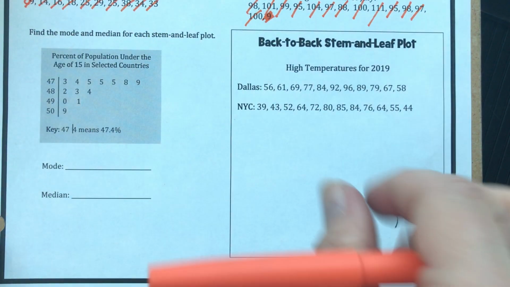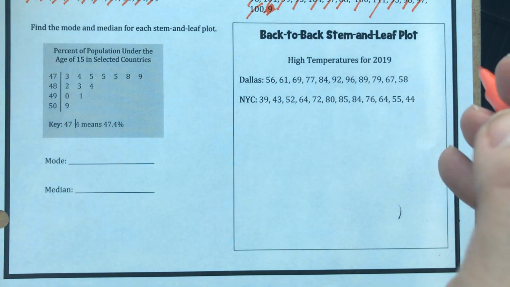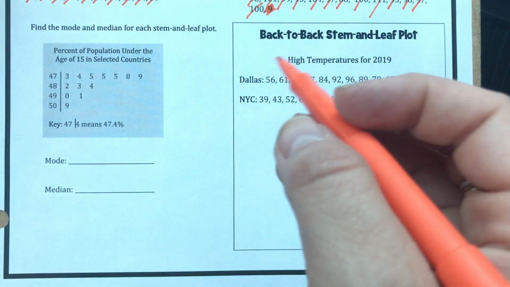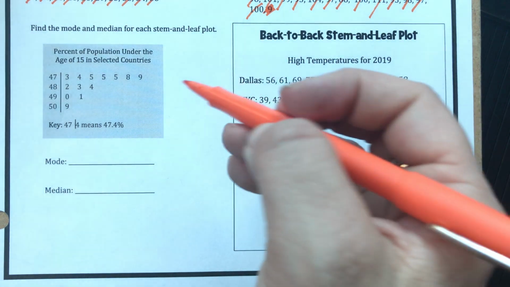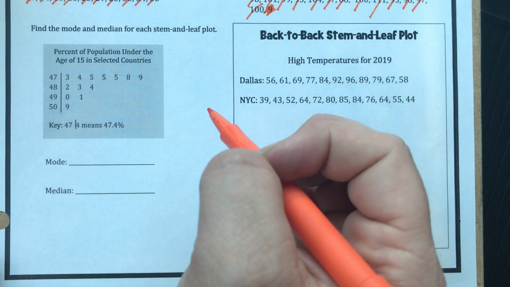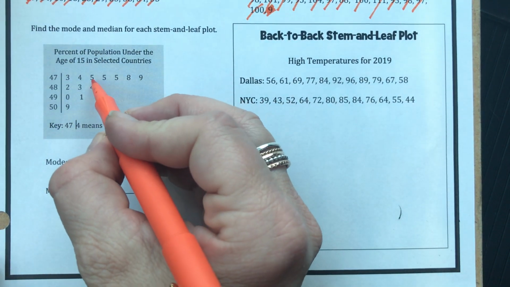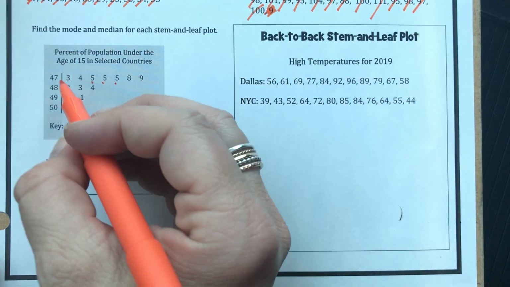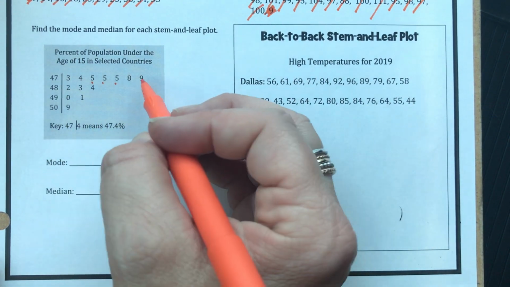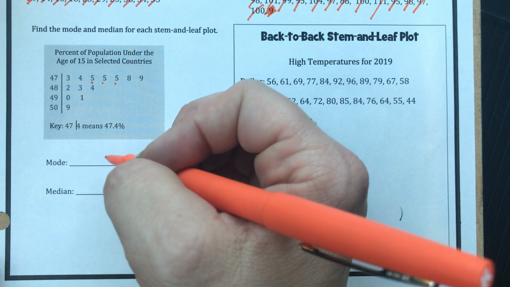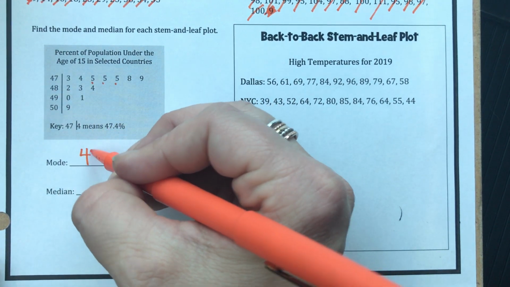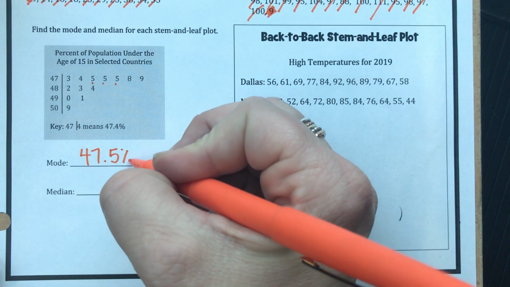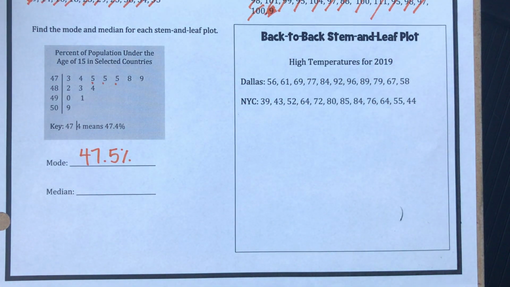Okay, down here it says find the mode and median for each stem and leaf plot. So generally, the mode is going to be the easier one to find. Do we see repetitive numbers here? Yes, look, I have 3 5s in a row. But this isn't just 5. I can't write 5 as my mode. That represents 47.5%, right? I have 3 of those represented on my chart.